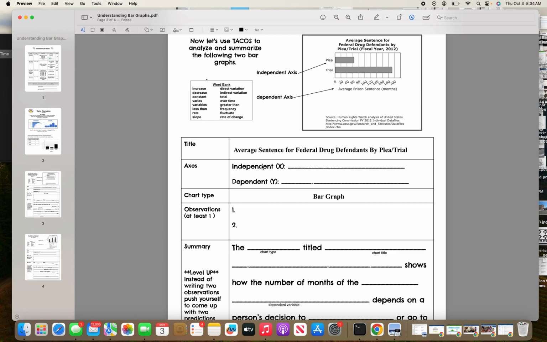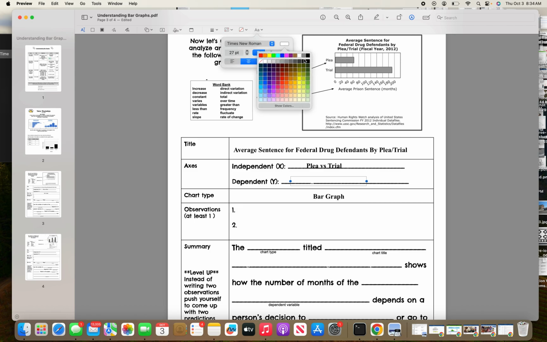All right, what about our independent variable? Well, it's right here. Plea versus trial. All right. So let's go ahead and get that down. What about our dependent variable? All right. Our dependent is right there. Average prison sentence. The average prison sentence.